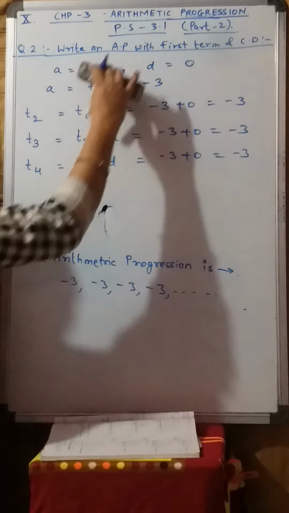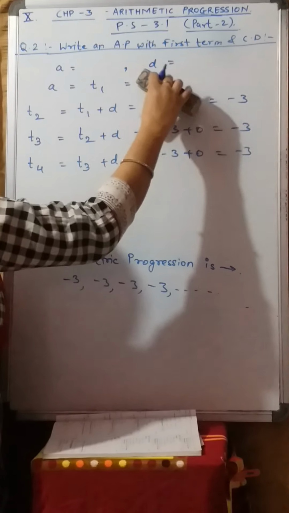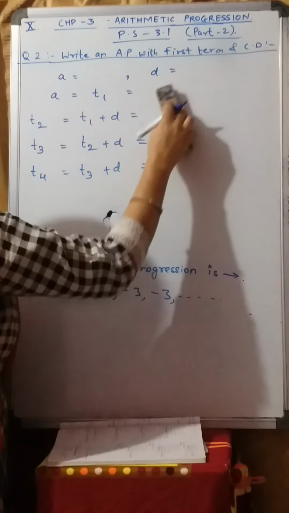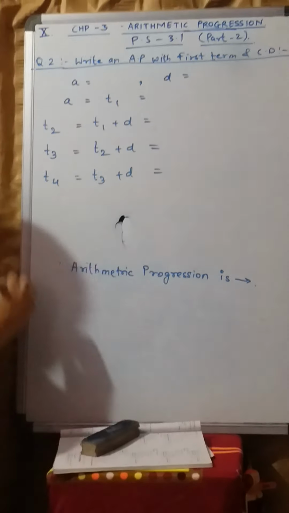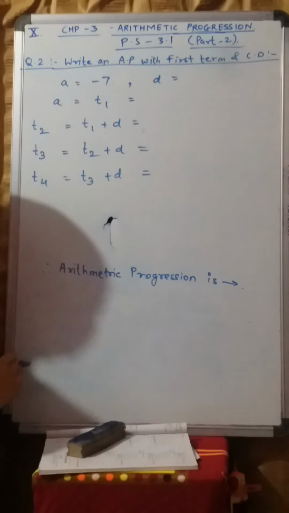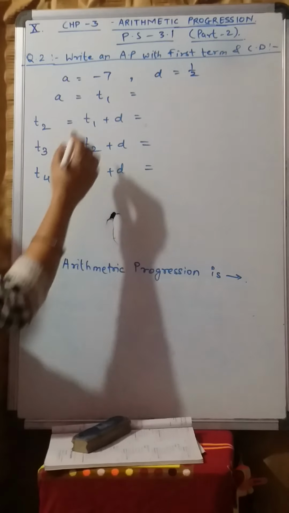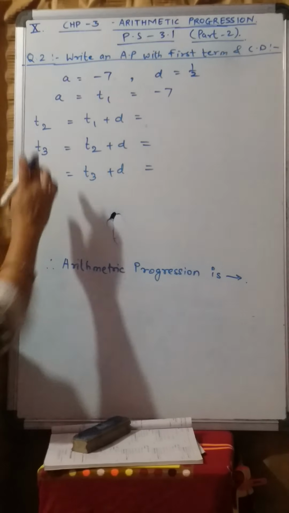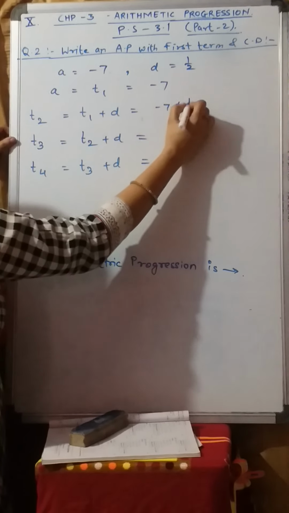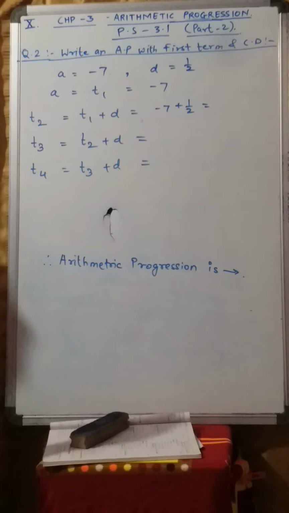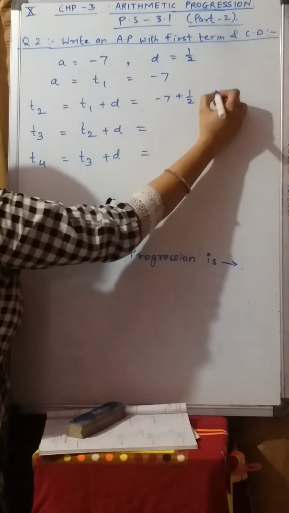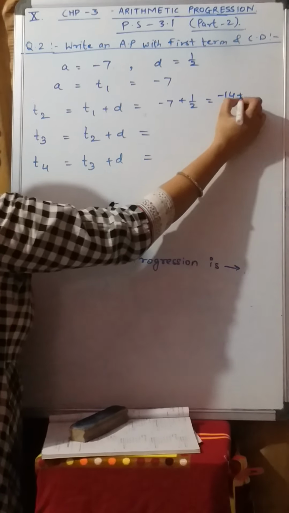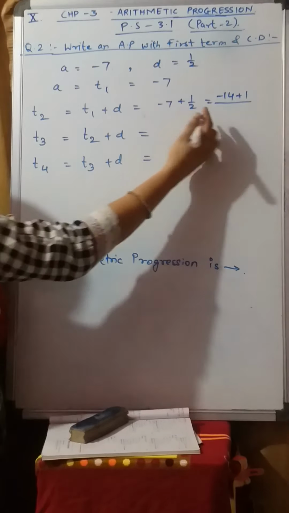Now moving towards the third one. In the third question, A is -7 and D is 1 upon 2. Okay, so A is what? T1, that is -7. T1 plus D means -7 plus 1 upon 2. Here you will get a little bit confused. What you have to do is just cross multiply it. -7 into 2 is -14, then plus 1, and the denominator will be 2. What you got is -13 upon 2.